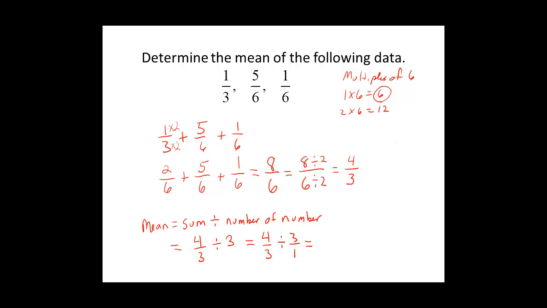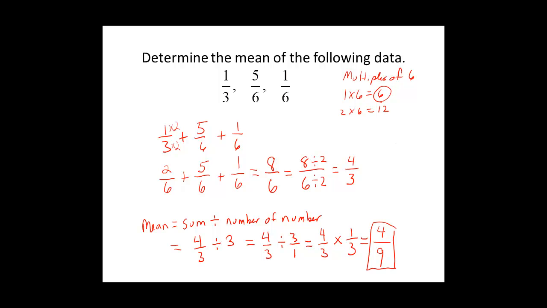Now we need to follow our rules for division. We're going to keep the first fraction the same. We're going to change the operation to multiplication, and we're going to flip or take the reciprocal of the divisor or second fraction. Now we follow our rules for multiplying. We're going to multiply the numerators together and get 4, and our denominators together and get 9. So the mean of these numbers is 4/9.